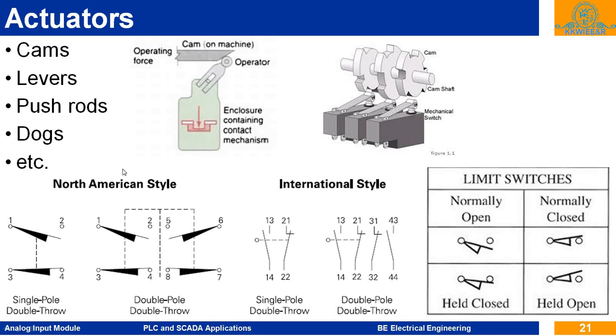Now we will see how these limit switches are represented, the symbol of the limit switch. In the North American style, they are represented by a slanted line and a black triangle. Terminals 1, 2 are normally open, and this is the normally closed contact position. This triangle is placed on a side in such a way that it indicates the operating force.